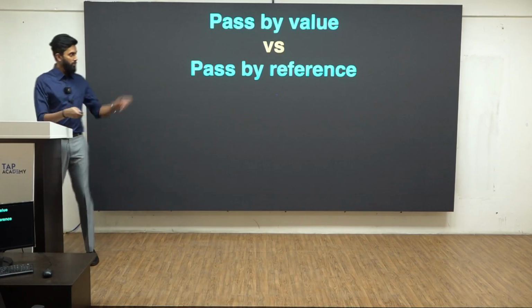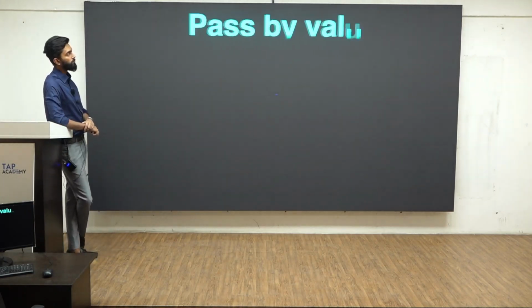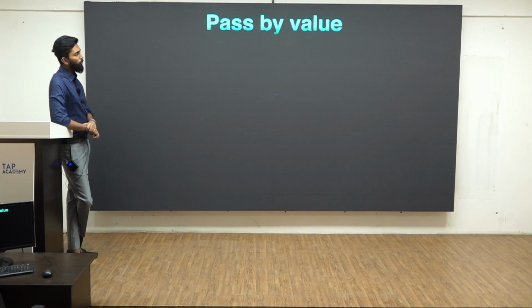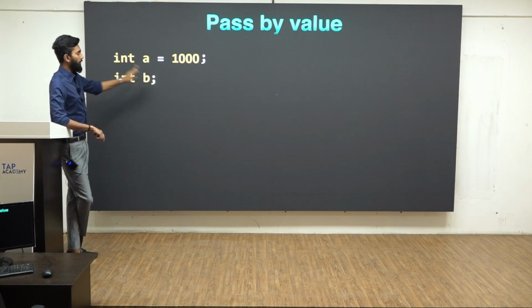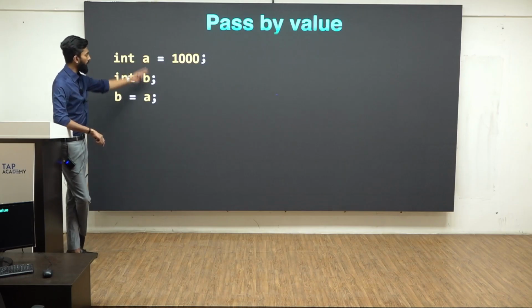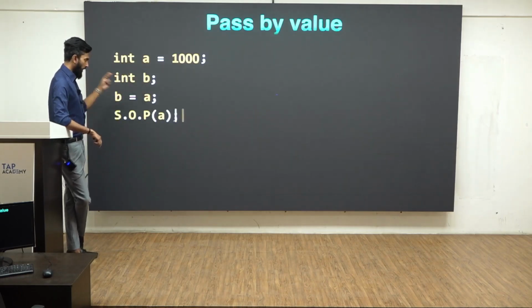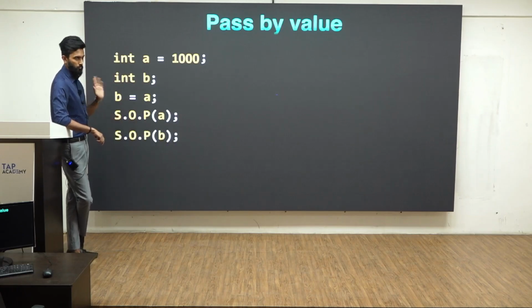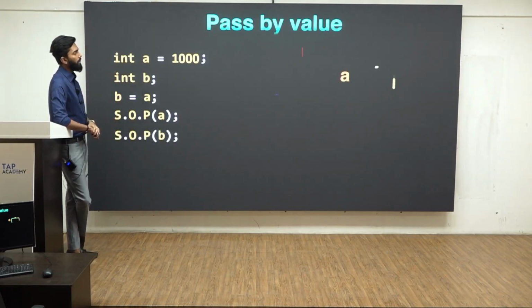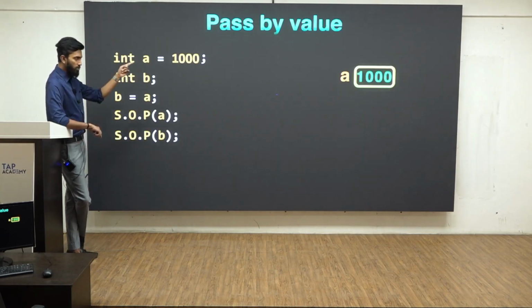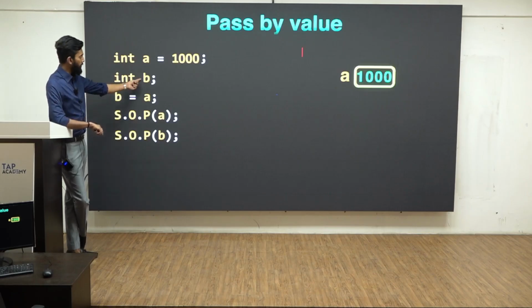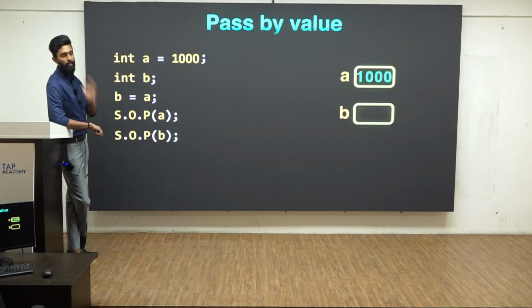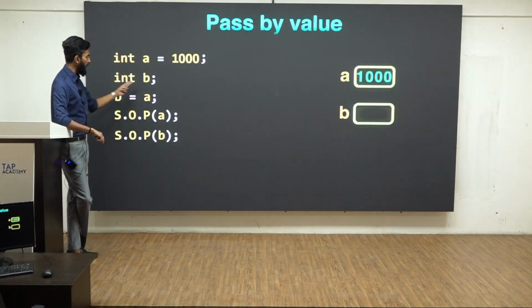Listen to me. First, let's start with pass by value. What is pass by value? Very simple. Assume I'll create one integer variable a with 1000. Next, I'll create one integer variable b. Next, I will tell whatever is in a, give it to b. Next, I will print a also, I will print b also. Now, please try to understand. This is only a. What is there inside a? 1000. What is 1000? Integer value. It's a value. Next, this is only b. b is empty. Next line, whatever is inside a, give it to b.